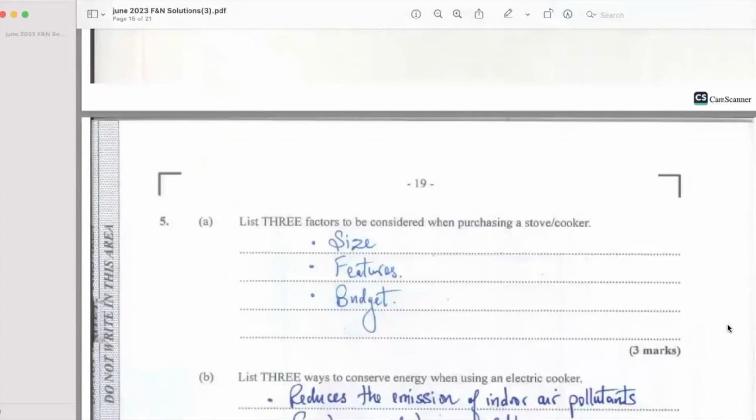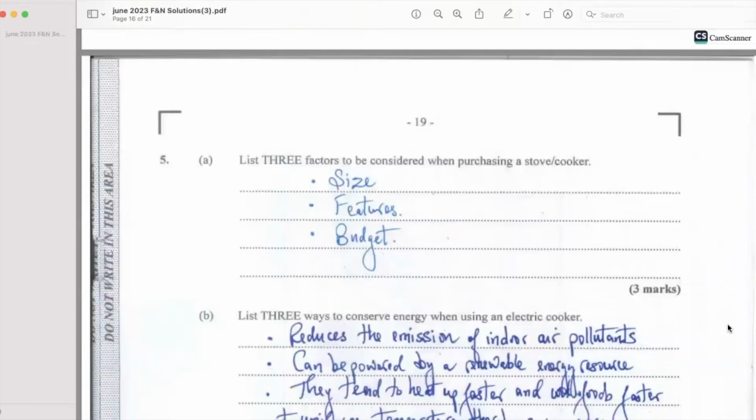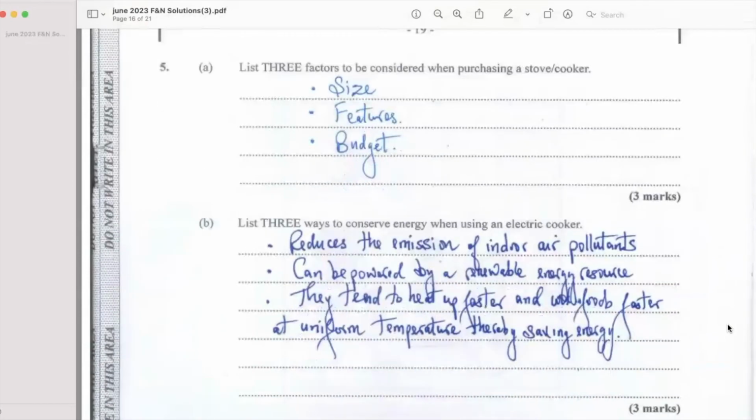All right, let's go. List 3 factors to consider when purchasing a stove. So size is very important because remember you have to know the layout of your kitchen. So you want to know the size, the features that it brings, and of course the budget that you have.